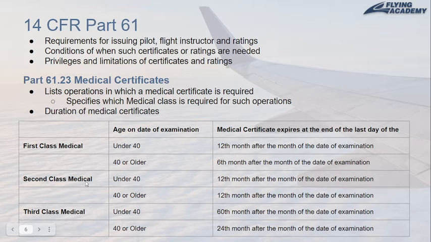The second class medical is valid for 12 months after the date of examination, regardless of age. After 12 months, you will still have a second class medical, but you only have third class medical privileges for the remainder of the 60 or 24 months. And your third class medical, which is the more basic one, typically lasts for 60 months after the date of examination if you are under 40. If you are over 40, it is good for 24 months after your date of examination.